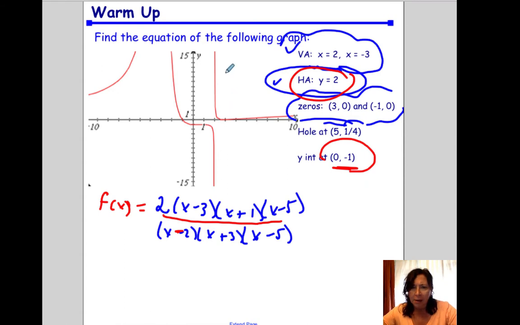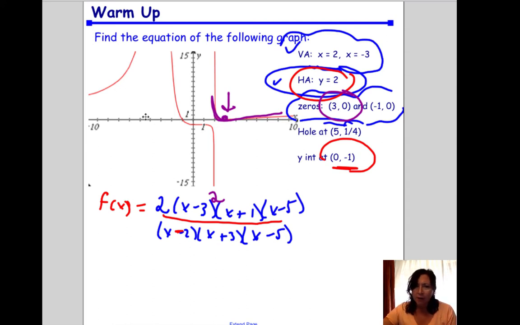But right here, it looks like my graph is sort of bouncing off that, doesn't it? It's not going through. And it's touching my x-intercept there at where? At 3, at 3, 0. So it's touching there, which means that my multiplicity for this value is now going to be 2, okay?